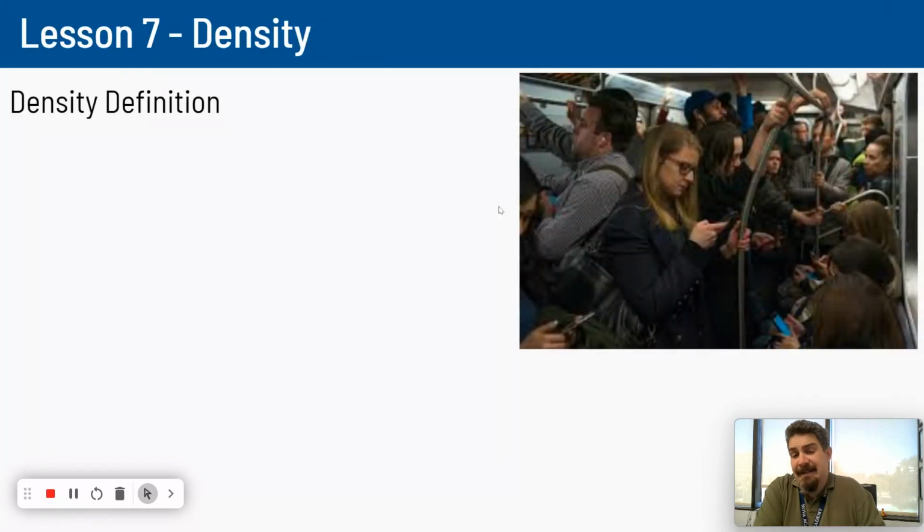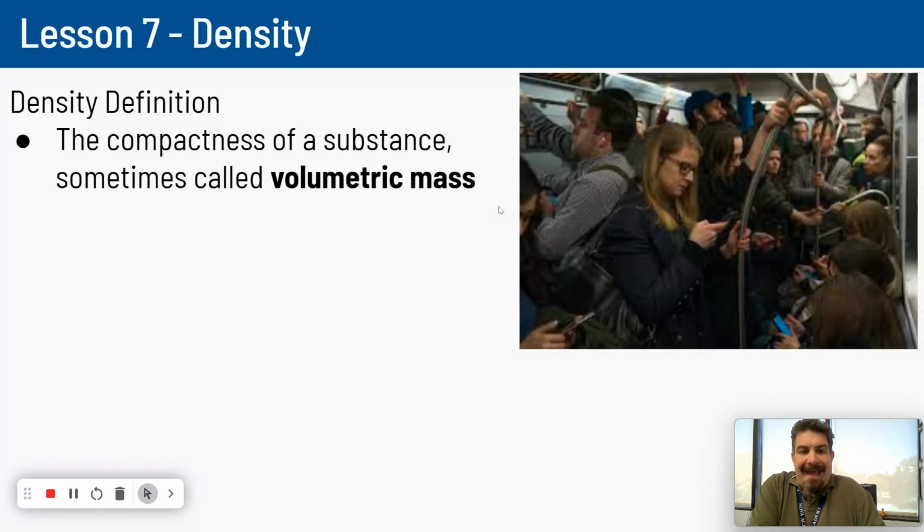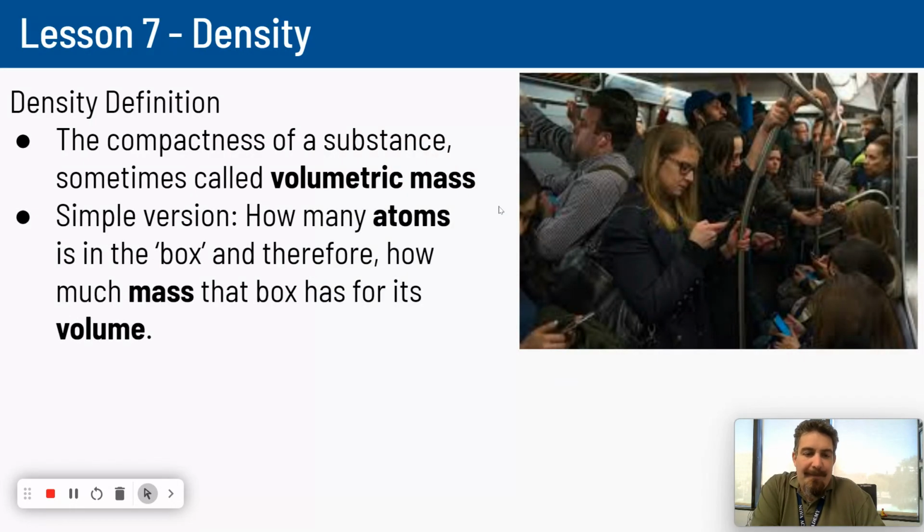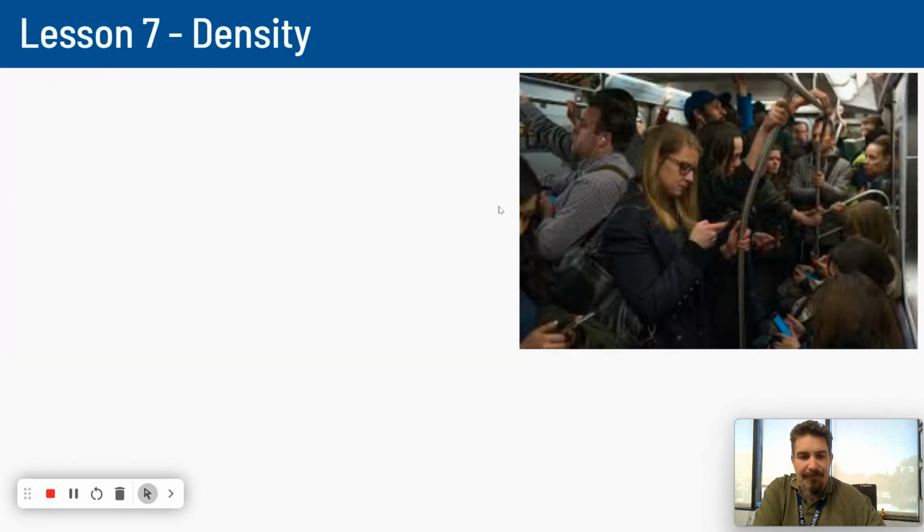Now, to define density, the compactness of a substance, sometimes called volumetric mass, is the real fancy definition. But the simple version is how many atoms are in the box that you're looking at, and therefore how much mass that box has compared to how big it is, its volume.